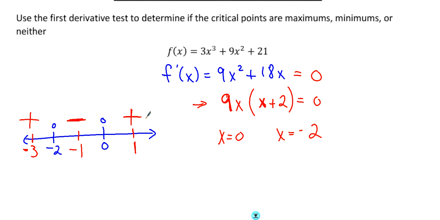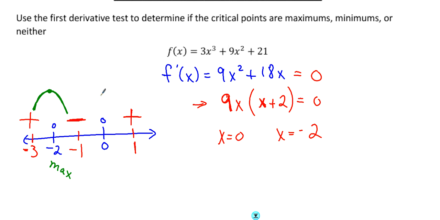So now what we're going to do is use this test to determine what's going on at my critical point. So I have this critical point sitting right here at negative 2. On the left side, my function is increasing, so it's going like this up to my critical point. On the right side, it's decreasing because my slope is negative. So my function here at negative 2 is going from increasing to decreasing, which means at negative 2, this is a maximum.